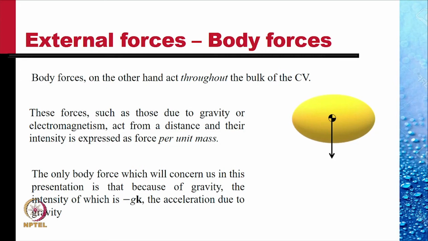The gravity is vertically downwards. So, the intensity of the gravity forces, that is weight per unit mass, is minus gk, where g is the acceleration due to gravity. So, the total body force is obtained by integrating over the volume the mass of the body, rho dV, times the acceleration due to gravity, which is minus gk. So, this expression gives you the total body force.